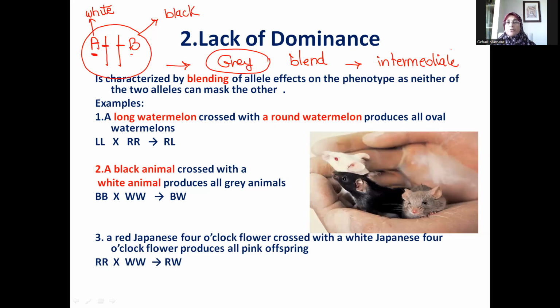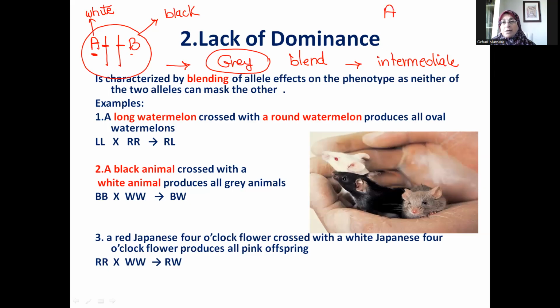In lack of dominance, neither of the two alleles is dominant. Neither of the two alleles masks completely the other allele. So there is no dominant and recessive, but both are expressed on the phenotype, and not only are they expressed on the phenotype, but they blend together.